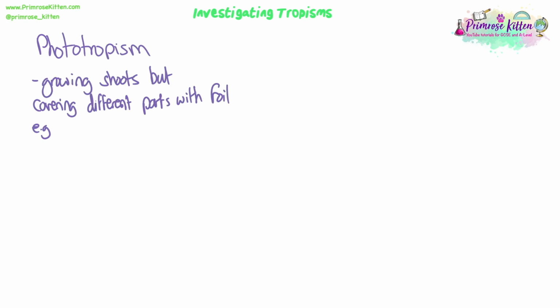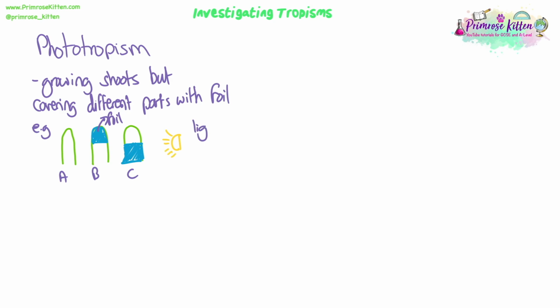Okay, so let's look at how you can investigate tropisms doing some practical methods that we can do in school. First up, let's look at phototropism. This is an example of a method or a technique you can use to investigate phototropism responses in plants. You have to grow shoots, but you're going to cover different parts of the plant with foil. So shoot A is uncovered, shoot B has a tinfoil hat just covering the tip of the shoot, and shoot C has foil round the middle underneath.